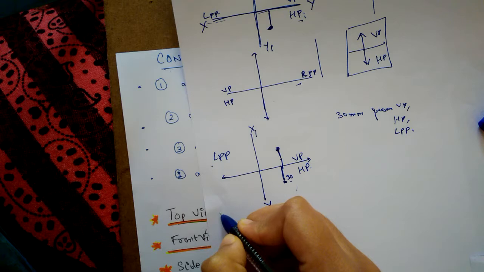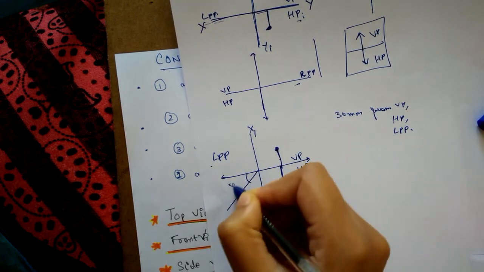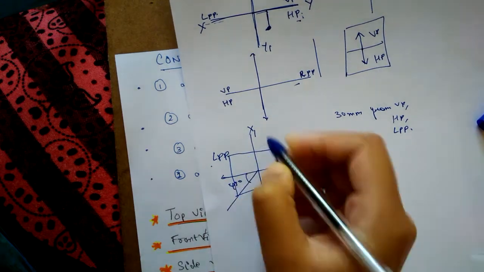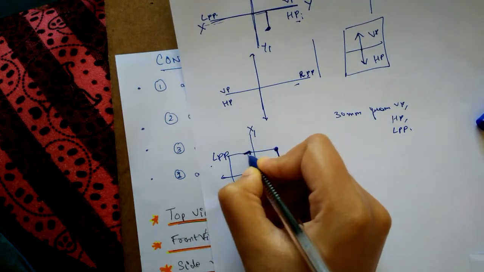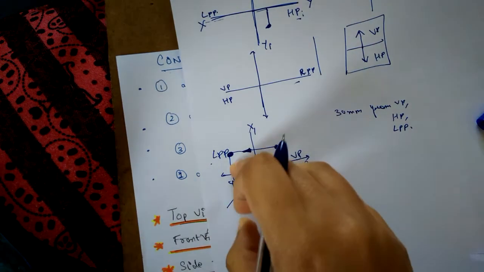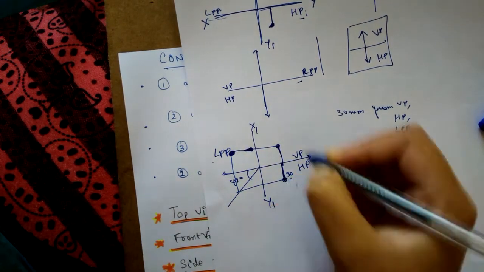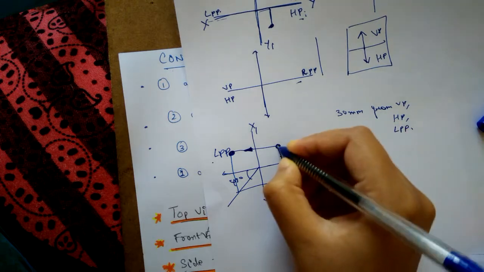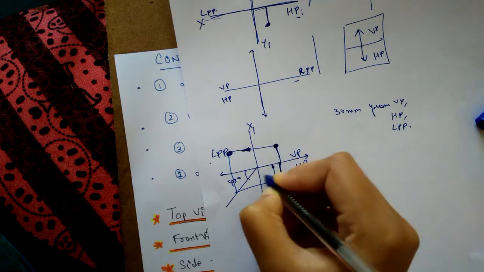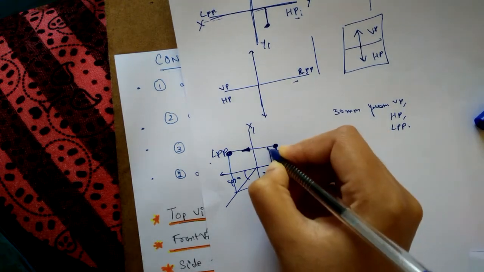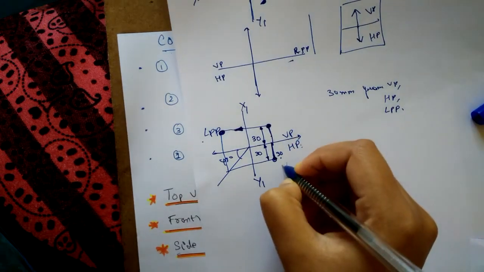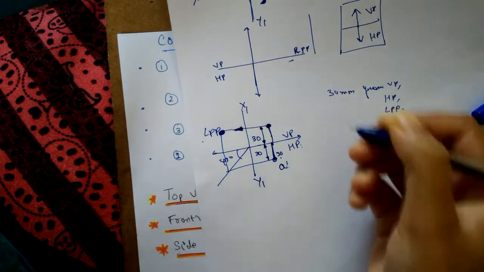To draw the LPP, we always draw a 45-degree line here. We project this to this line, then this upward, and a line from this way. So these are the projector lines. The view on LPP will be this, on HP will be this, on VP will be this. This distance is 30, this distance is 30. Now the top view is always referred to as a dash.